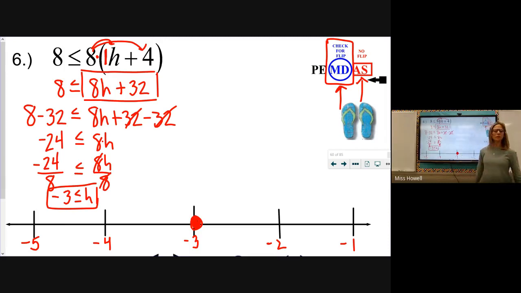All right, if negative 3 is less than h, that means h is actually greater than negative 3. So our solutions here should go towards negative 2, then negative 1, then 0, then 1, then 2, then 3, then 4, and so on, all the way to positive infinity.